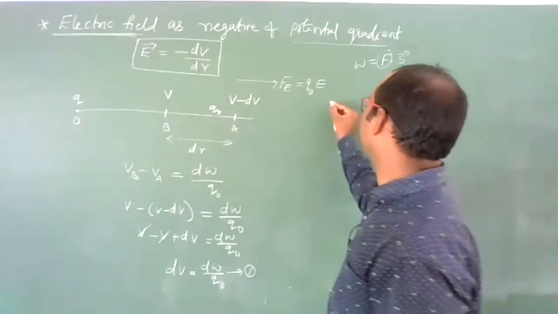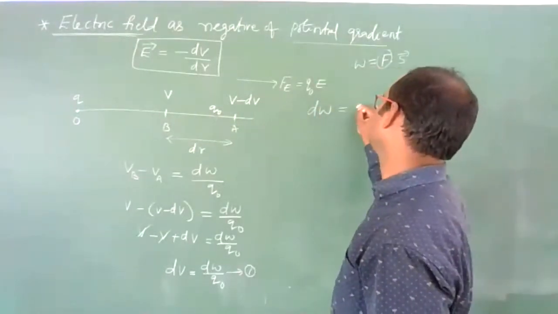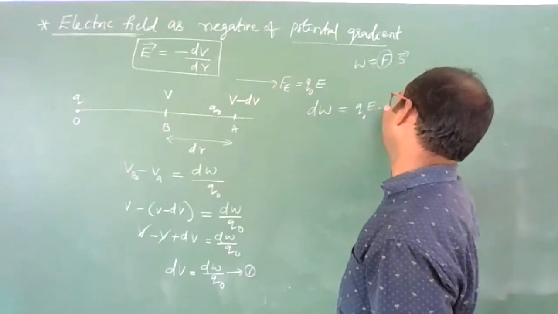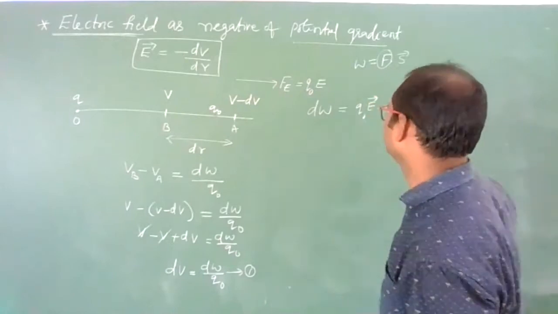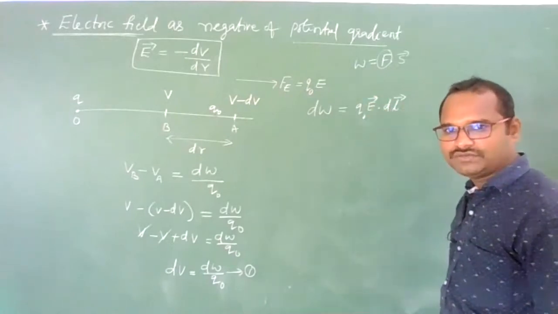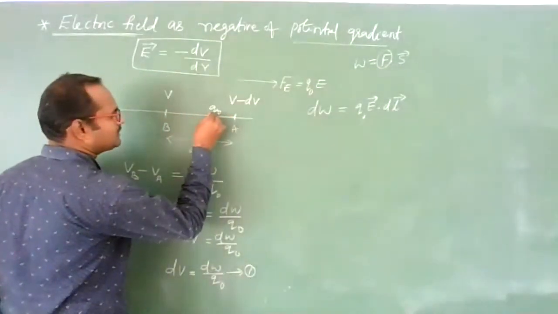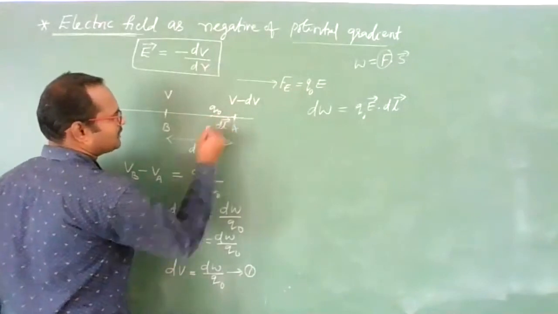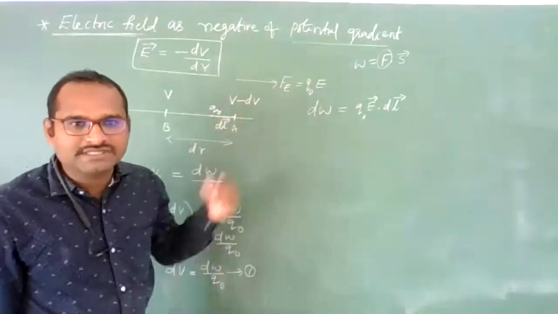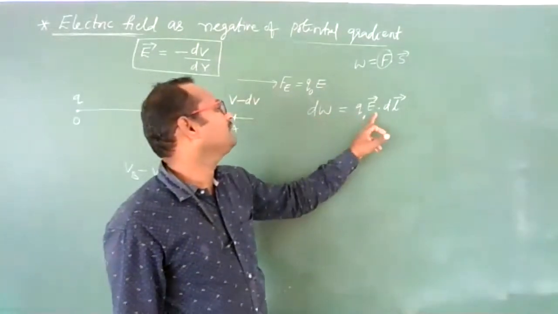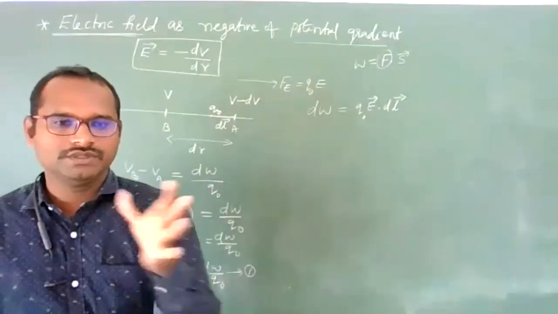Now let us suppose the small amount of work done dW can be written as electric force, that is Q naught into E dot dl. Let us suppose we need to move it by a small distance of dl. Are you getting? Means from this point A I have to move by a distance dl. Let us suppose, not the total dr. I want to move it by a very small distance compared to dr. For a dl distance, the small amount of work done can be written as Q naught into E into dl.